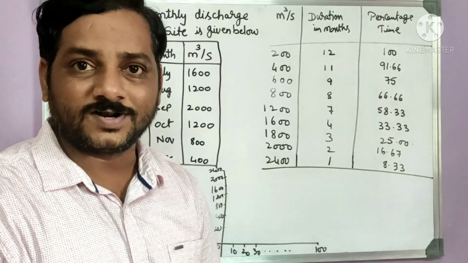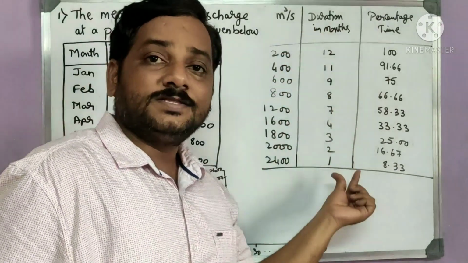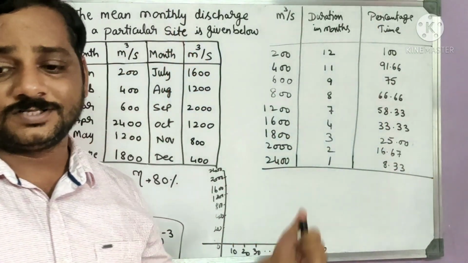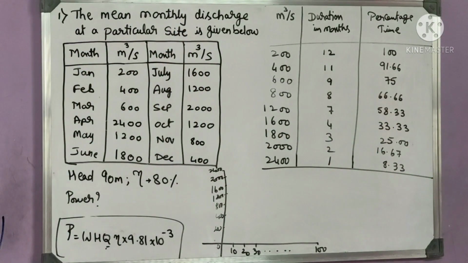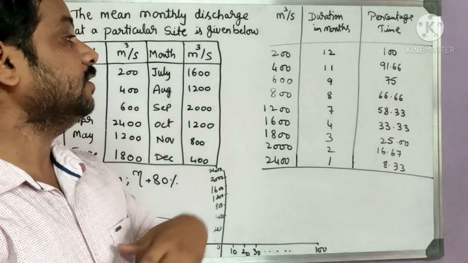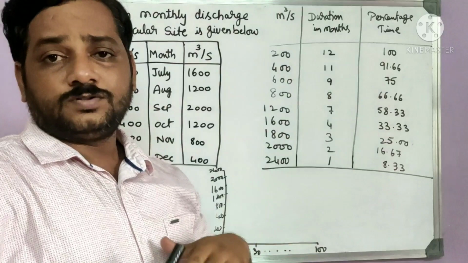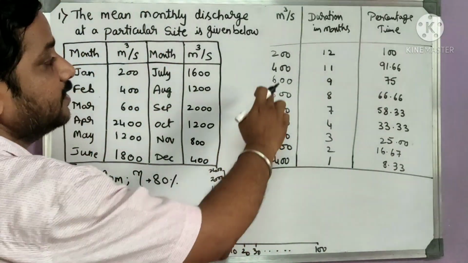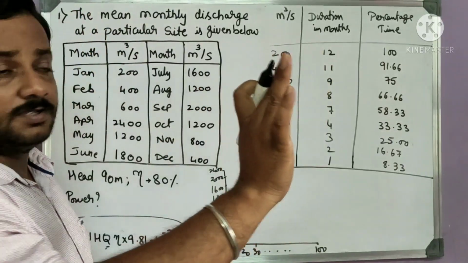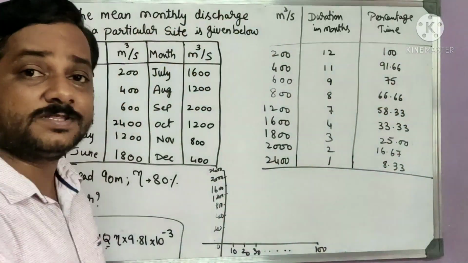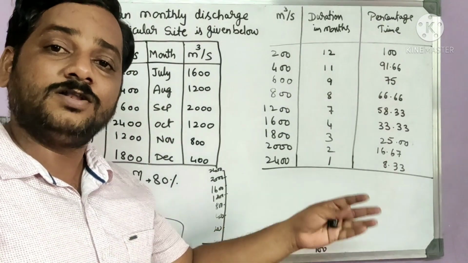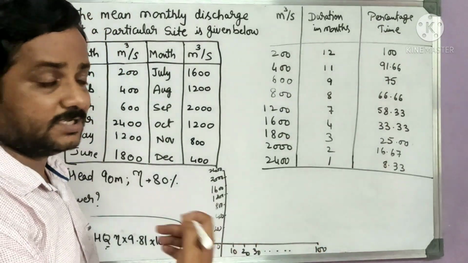In 1 month, 2400. So this is the next column, the most important column. Now the last column is important for us to plot the graph. So that is percentage in terms of time. Percentage of time. See, now we know maximum duration is 12 months. We have total 12 months. In that 12 months, 200 is there for all 12 months. So you should find the percentage. What is the percentage of 200? It is there for each and every month. So it is there in all the 12 months. So we can say 100%.